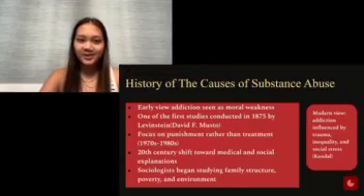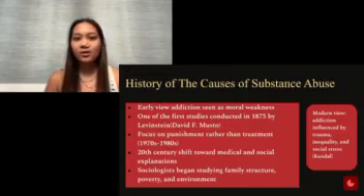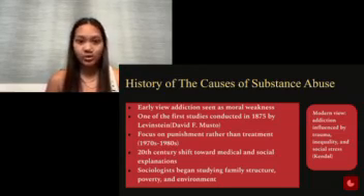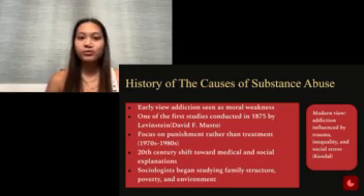Today we're going to be talking about the social causes of substance abuse. The history of the causes of substance abuse: addiction was earlier seen as a moral weakness. One of the first studies conducted was in 1875 by Levy and Stien, looking at the effects of morphine and how patients who were sent home from the hospital got addicted to morphine so fast.